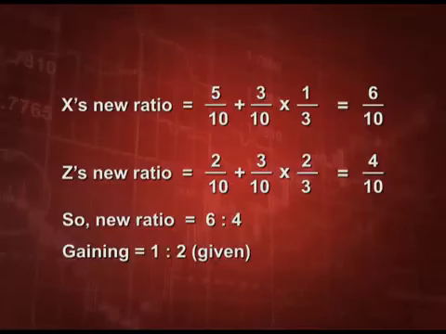Now, if you want to calculate gaining ratio, you can do new ratio minus old ratio, but there is no need, because it is already given in the question that they are gaining in the ratio of 1:2, right. So, gaining ratio becomes 1:2.